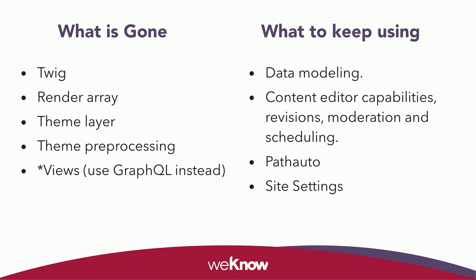It's gonna help somehow. But anyway, the renderer is gone. That almost makes me cry. Theme layer is gone. Theme preprocessing is gone. You can keep using Views and expose that as JSON, for a use case and API if you want to. But if not, you can use GraphQL within Gatsby to pull data here and there, filtering and all that. You can do that.